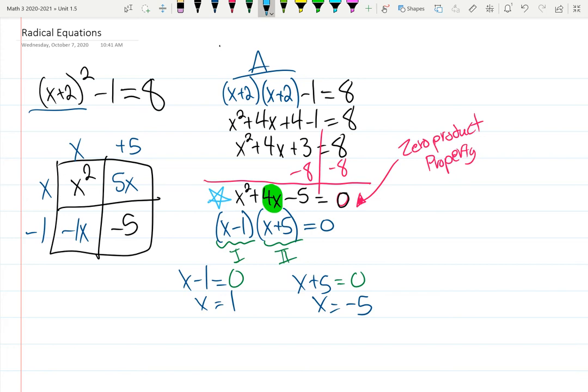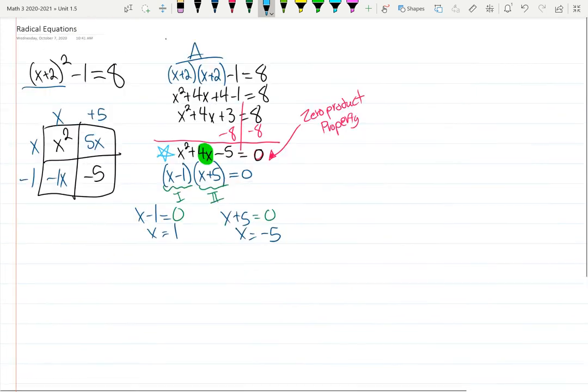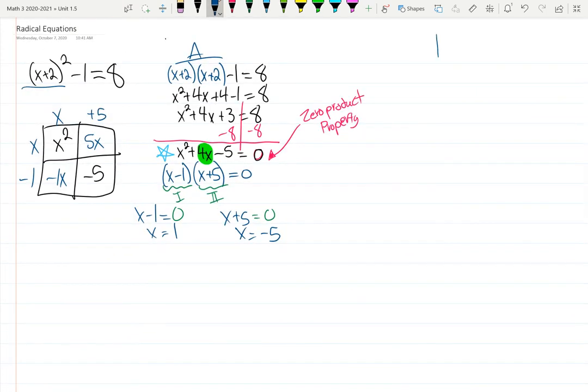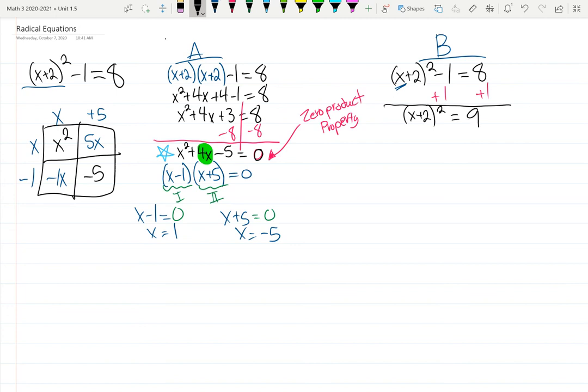Now there is another way. Are you interested? For B, this is going to take a look more at the exponent. I'm going to go ahead and have the same equation, and then I'm going to try to get the x by itself. That's my goal. So I'm going to just start off with order of operations instead of expanding it. It's going to be (x + 2)² = 9.